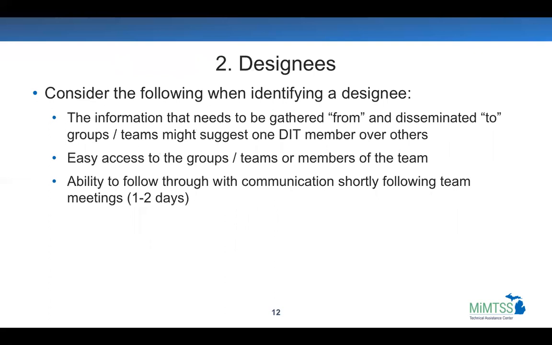Once groups have been identified, designees for each group will need to be selected. Designees will function as the primary point person for communication. For each stakeholder group, selected designees will be responsible for the back and forth communication between the stakeholder group and the district implementation team. When selecting designees, consider the type of information that will need to be communicated, who has easy access to the group, and who has time to ensure communication occurs within established timelines, such as 1 to 2 days of the meeting.